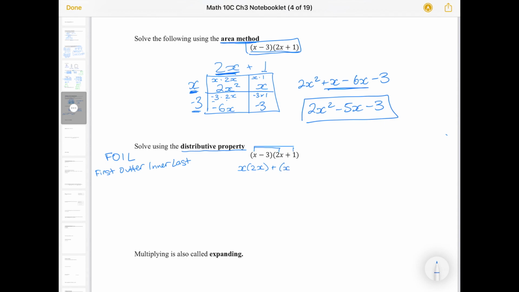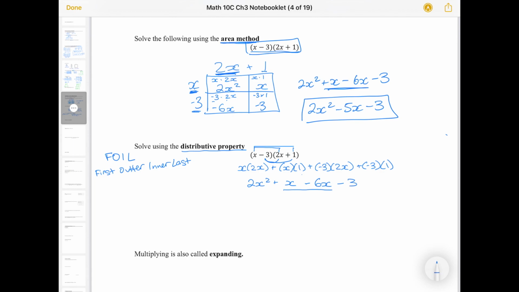plus x times 1 plus negative 3 times 2x, right, my inner, last, plus negative 3 times 1. All right, well, let's do this multiplication. X times 2x, that's 2x squared, plus x times 1, that's just x, plus negative 3 times 2x, minus 6x, and plus negative 3 times 1, that's negative 3.